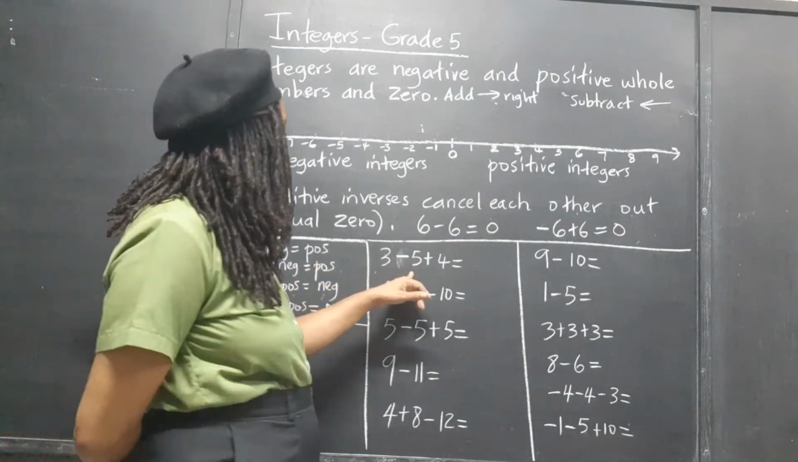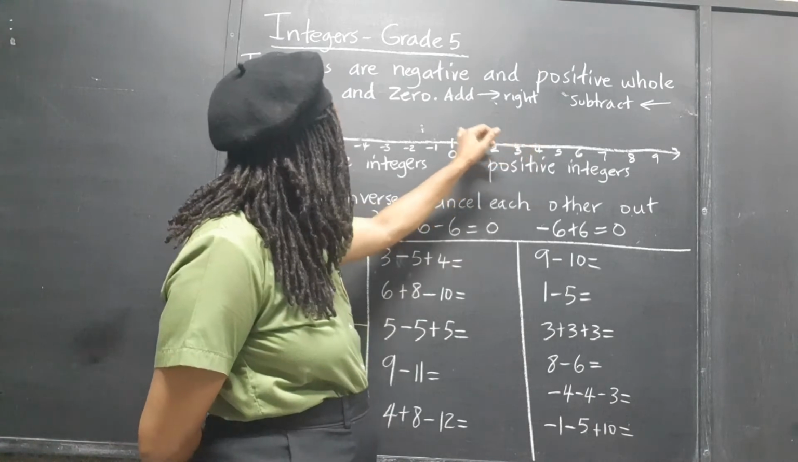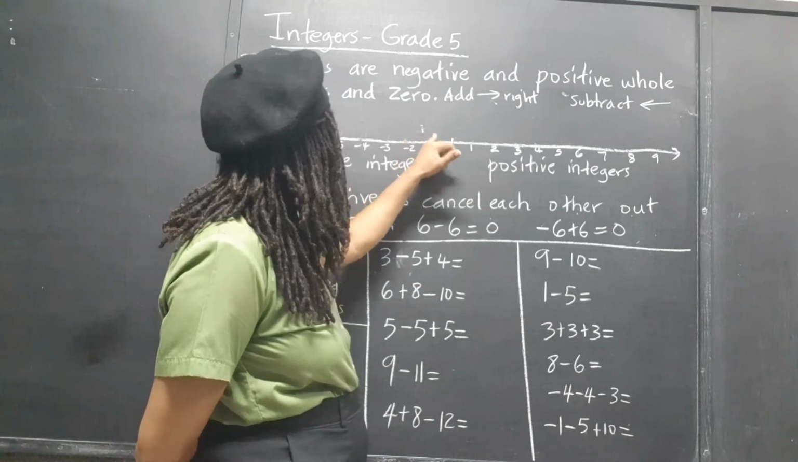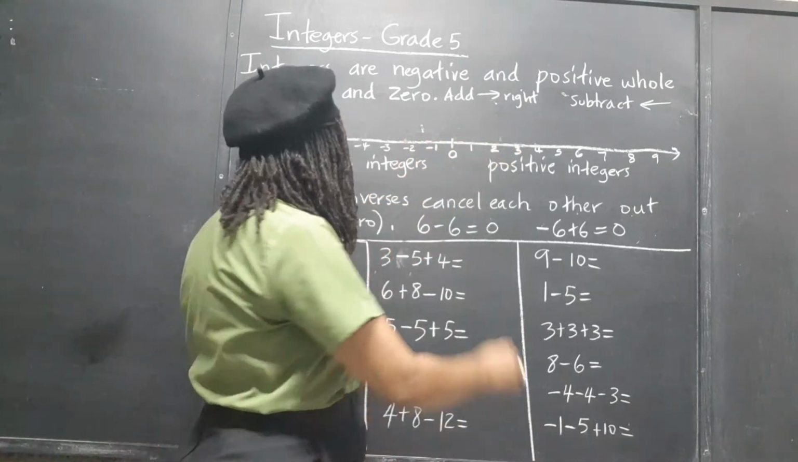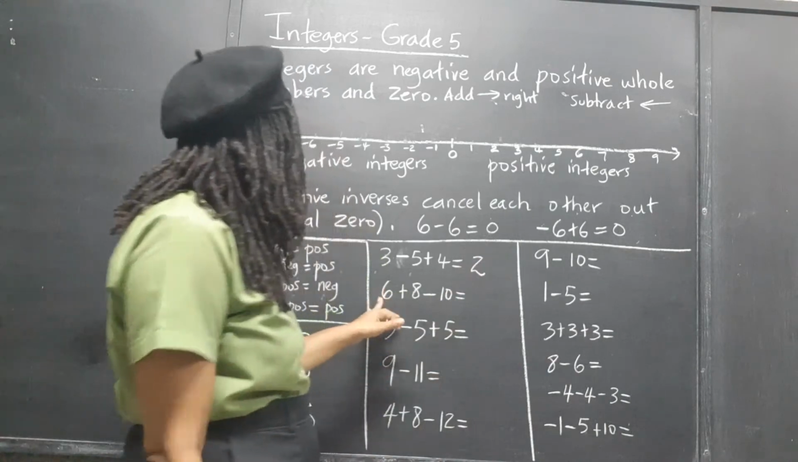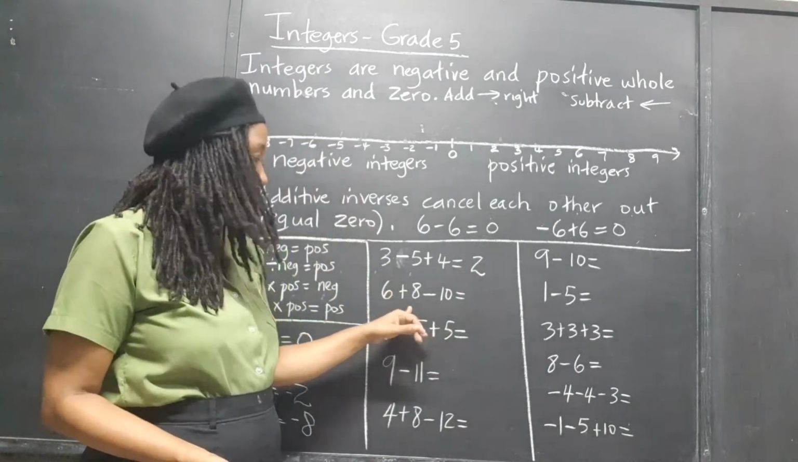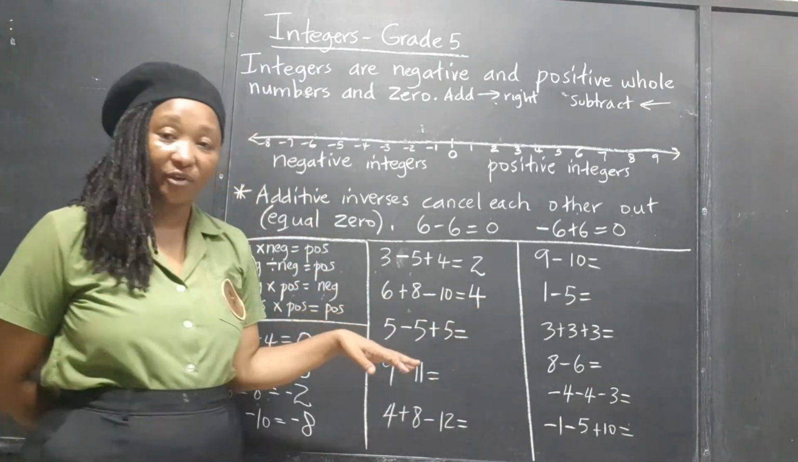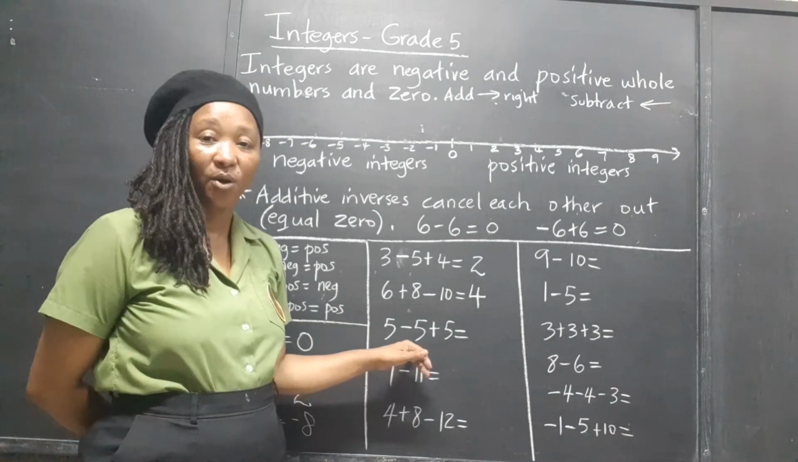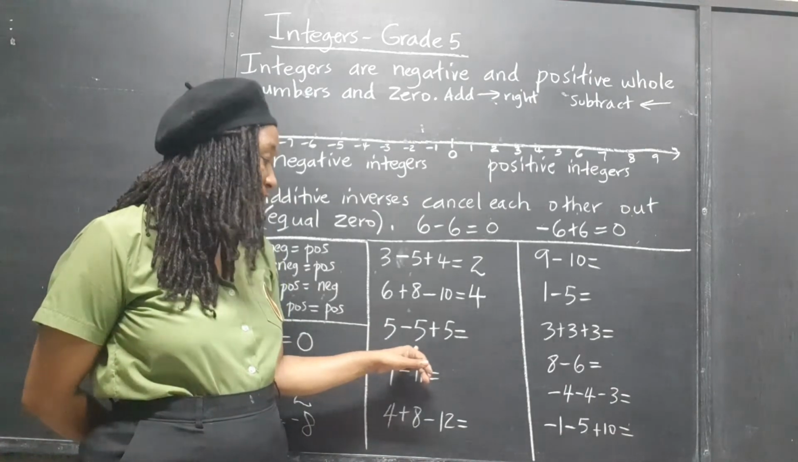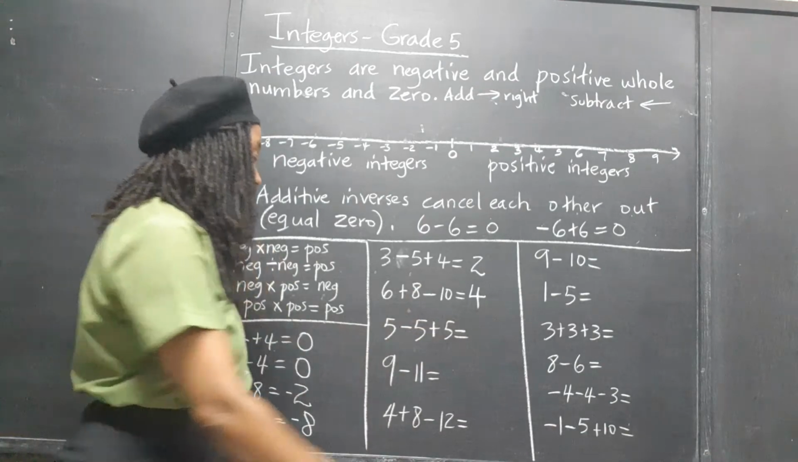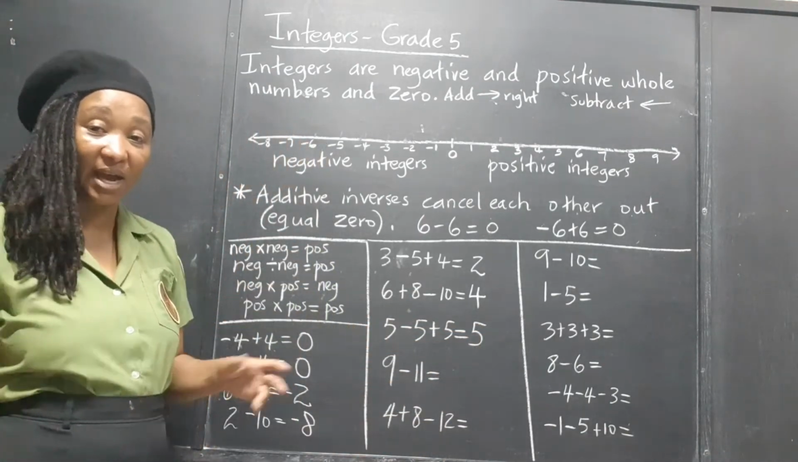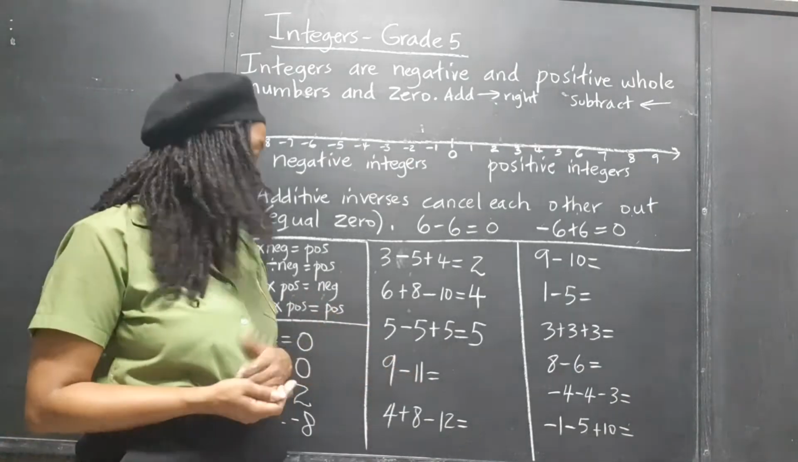3 take away 5. So 3, 1, 2, 3, 4, 5, that's negative 2, and then we add 4, 1, 2, 3, 4, that's positive 2. 6 plus 8, we know that's 14, take away 10, that's 4. Here we have our additive inverses again, 5 take away 5, we know that's going to give 0, and then we add 5 again, that's going to give us back our 5. So you take away the 5 and you add back the 5, you end up back with 5.